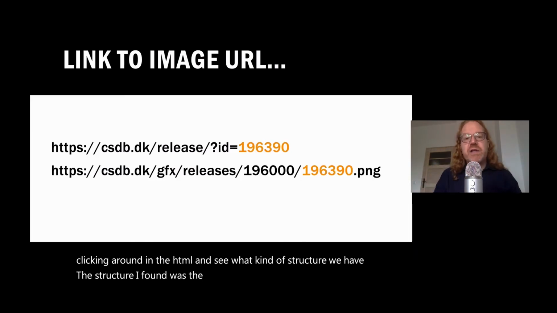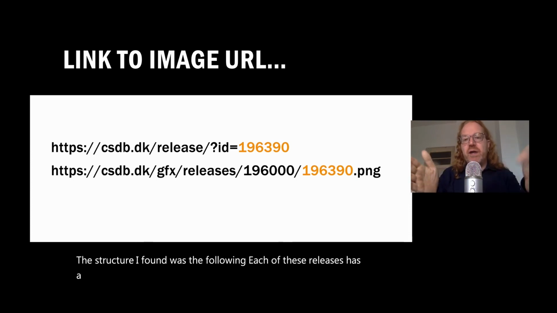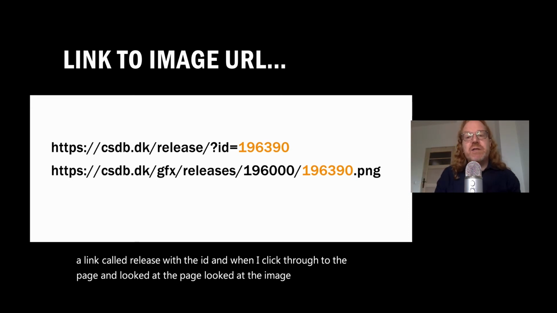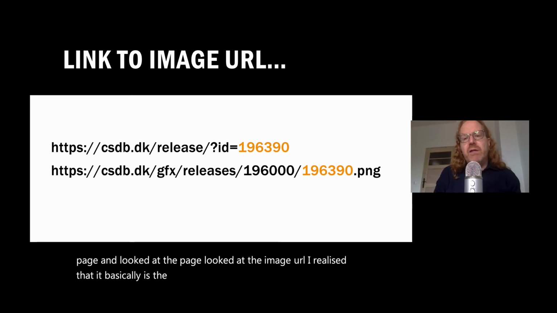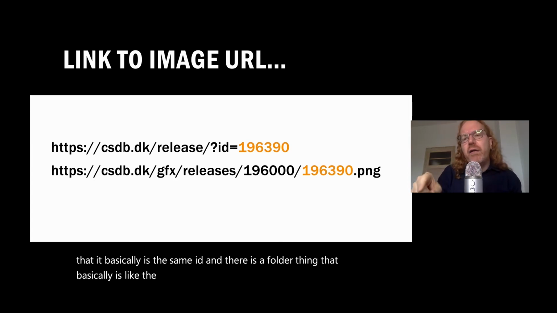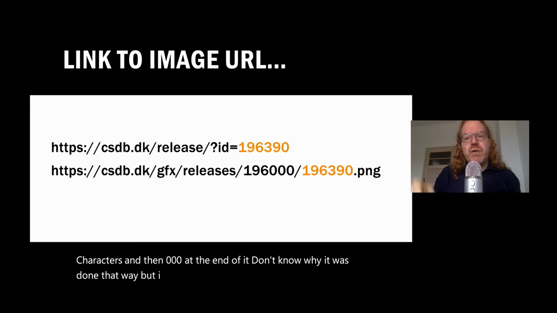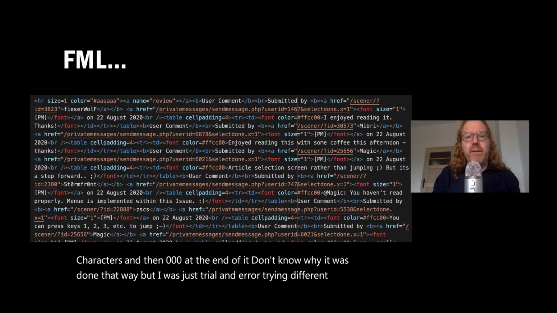Each of these releases has a link called release with the ID. And when I clicked through to the page and looked at the image URL, I realized that it basically is the same ID. And there is a folder thing that basically is like the first 3 characters and then 000 at the end of it. Don't know why it was done that way, but I was just trial and error trying different images out and finding it that way.